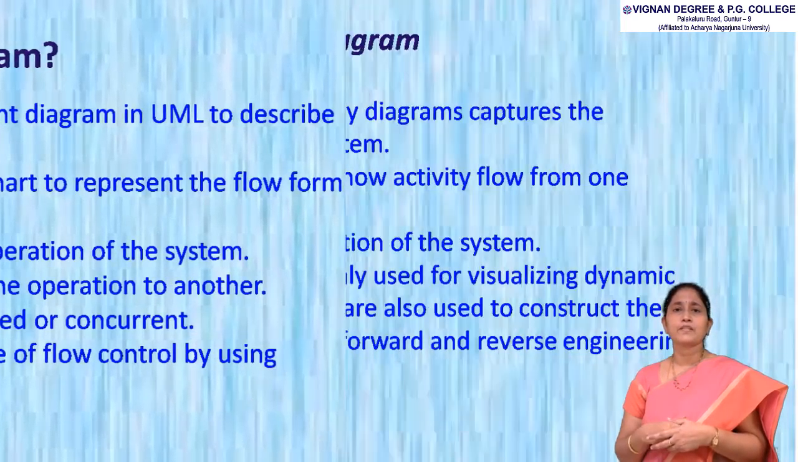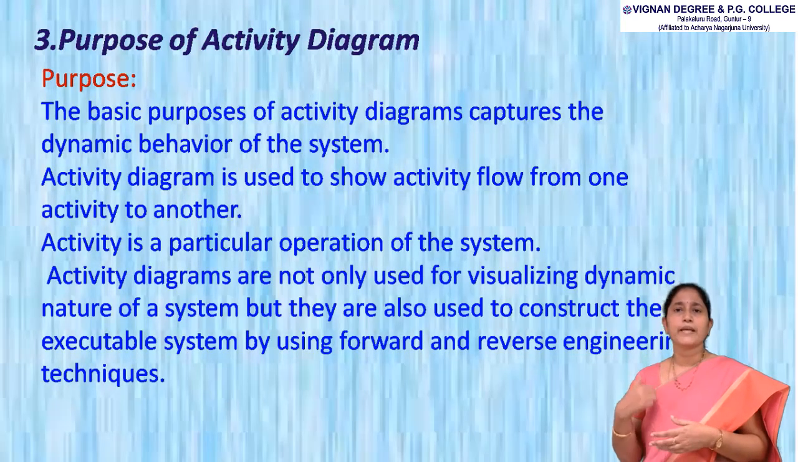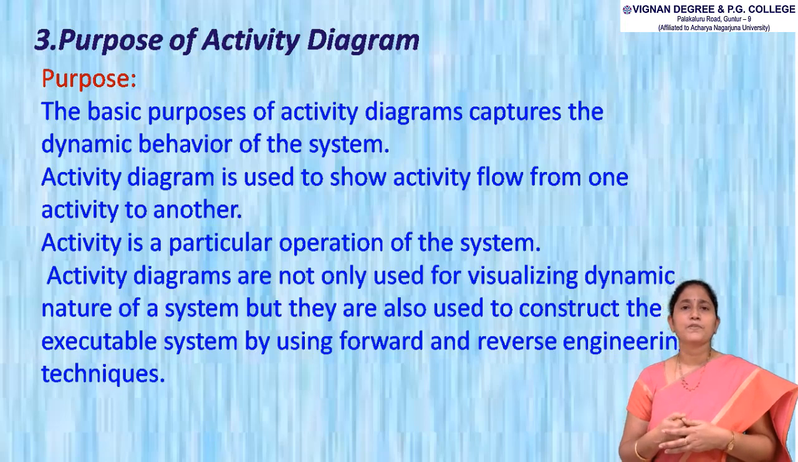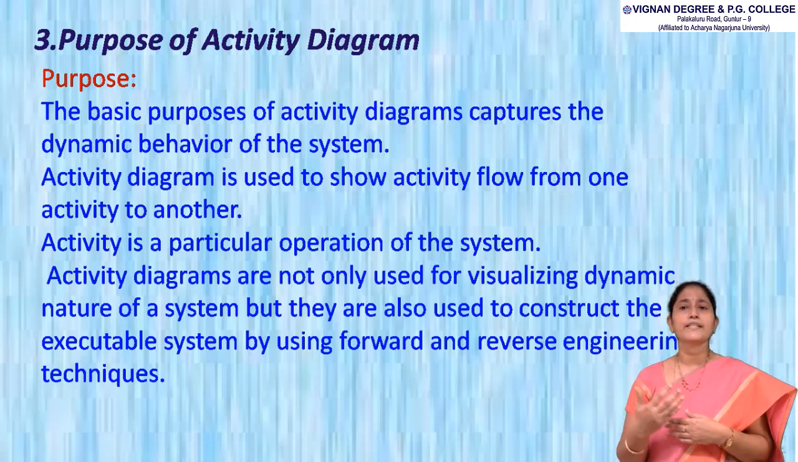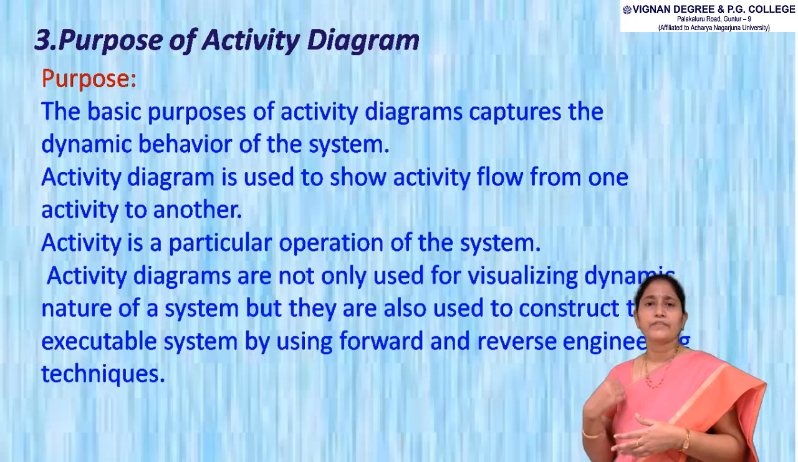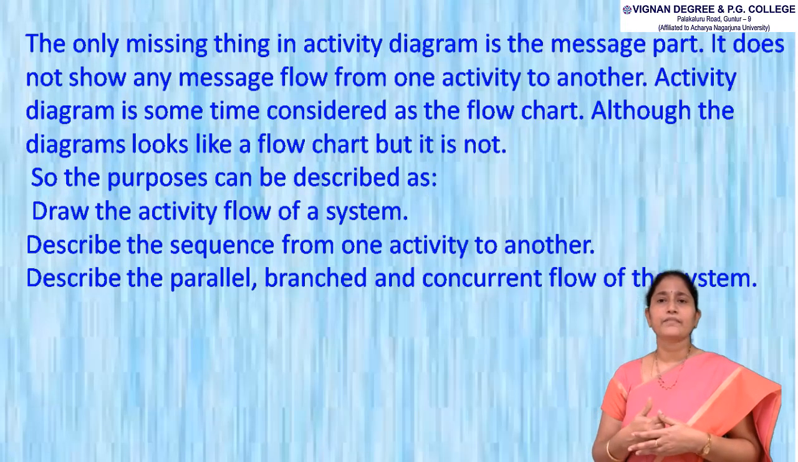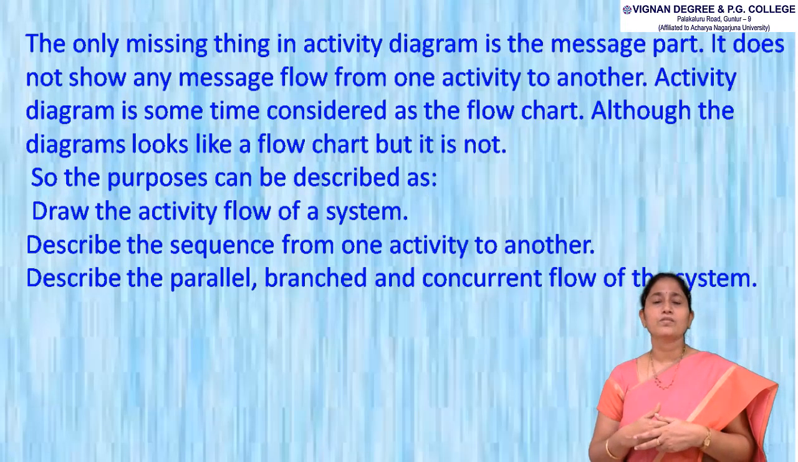The second one is the purpose of activity diagram. The basic purpose of an activity diagram is to capture the dynamic behavior of the system. The activity diagram is used to show messages from one activity to another. An activity is a particular operation of the system. Activity diagrams are not only used for visualizing the dynamic nature of the system, but they are also used to construct executable systems by using forward and reverse engineering. One drawback of the activity diagram is the missing messaging part. It does not show any message flow from one activity to another.